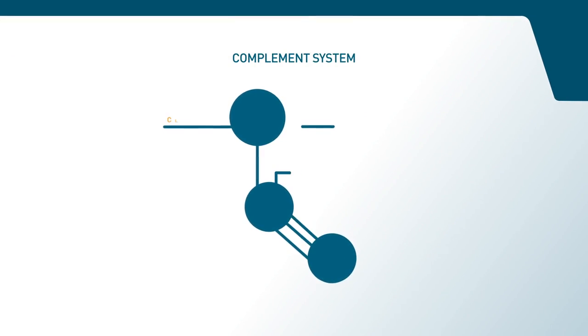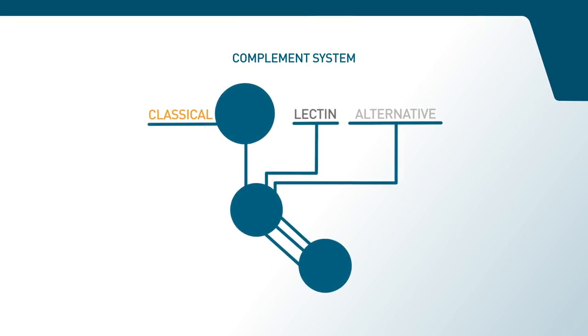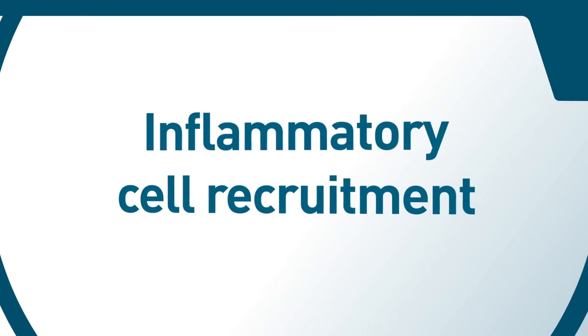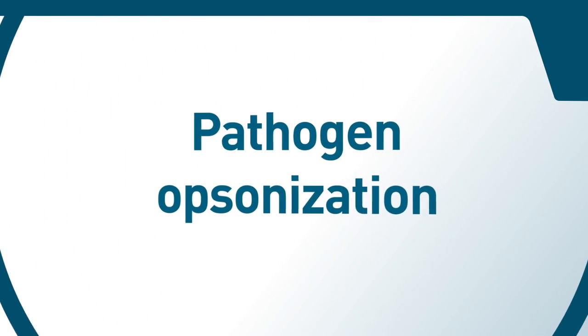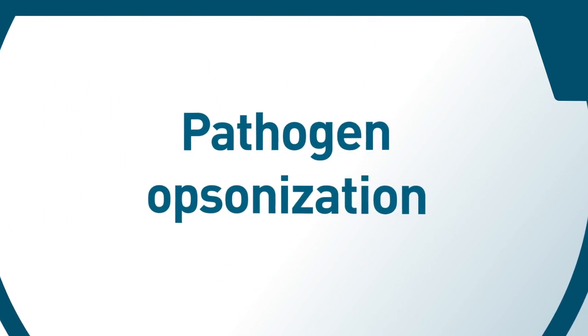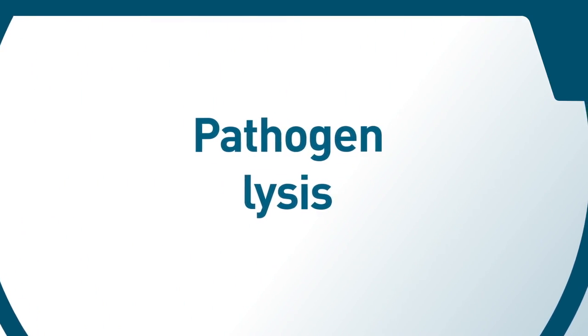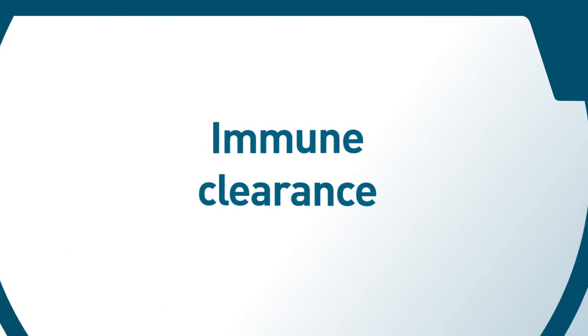The complement system, also known as the complement pathway, is part of the innate immune system and functions primarily as a first-line host defense against pathogenic invaders. The major functions of the complement system include inflammatory cell recruitment, the body's response to infection or tissue injury; pathogen opsonization, the marking of the surface of pathogens for destruction; pathogen lysis, the breakdown of infectious organisms; and immune clearance, the removal of apoptotic cells from the body.